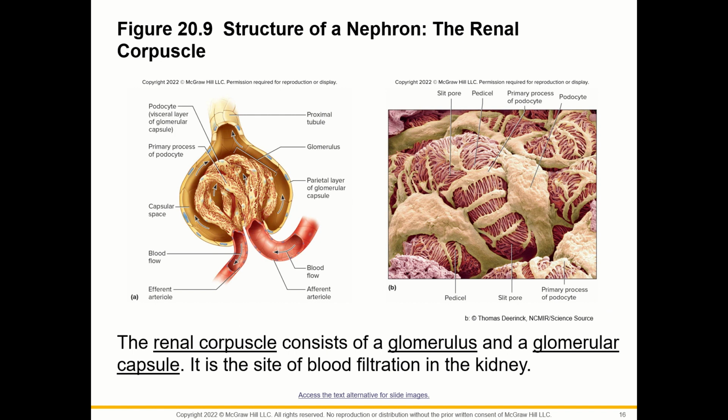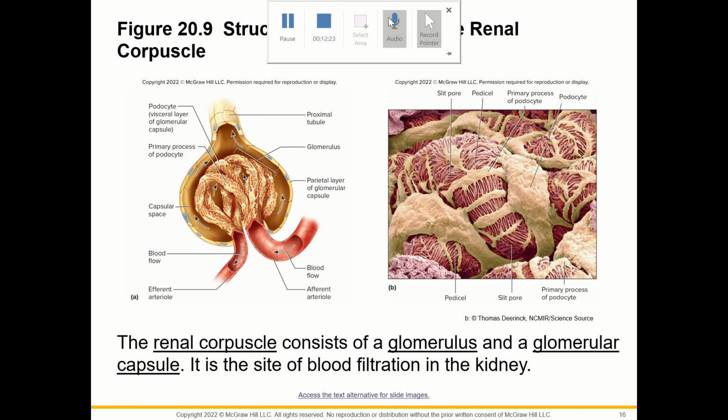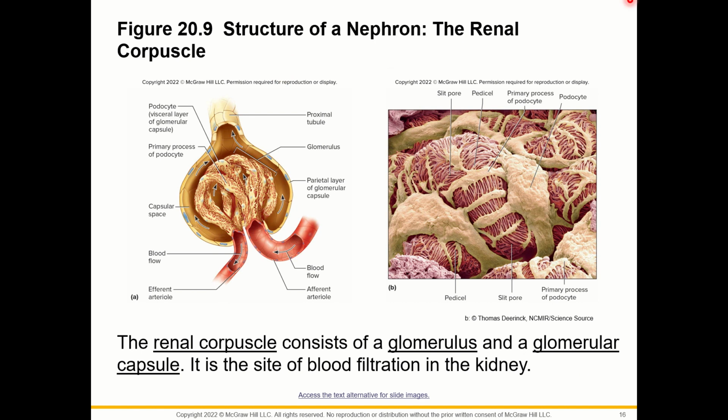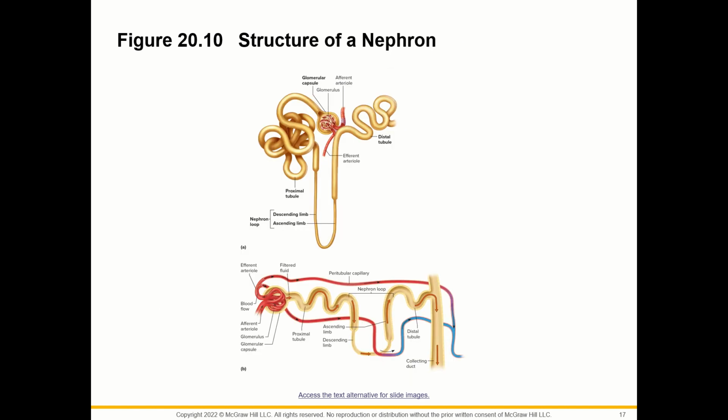This illustration shows the glomerulus and the glomerular capsule. Yep, there it is. And then we have the proximal tubule. Here we have blood flow towards the glomerulus through the afferent arteriole, and then away from the glomerulus through the efferent arteriole. These pedicels here help to increase the surface area of podocytes, which are going to be the visceral layer of the glomerular capsule, and they aid in the function of the glomerulus.